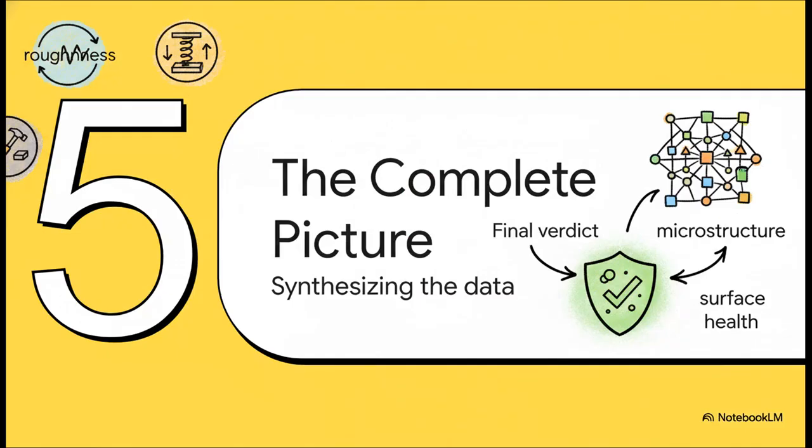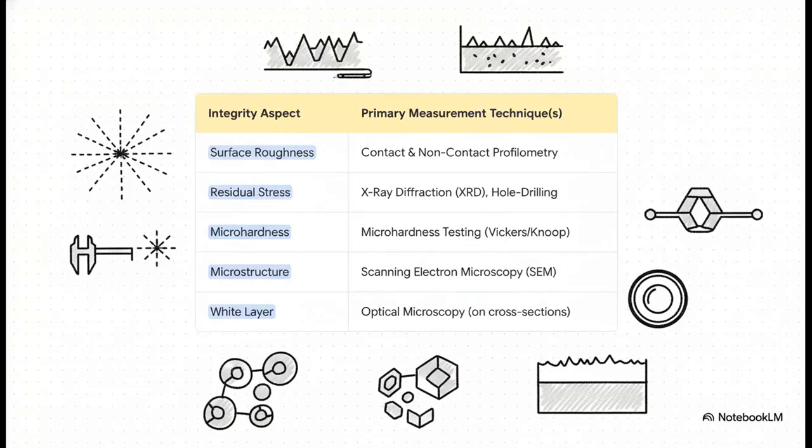So we've looked at roughness, stress, hardness, and the microstructure. Let's put all of these pieces together now and see how they give us that complete picture of a surface's health. This right here, this is the entire toolkit summarized. As you can see, for each piece of the surface integrity puzzle, there's a specific tool for the job. We use profilometry for roughness, XRD for stress, and we use microscopy to analyze that microstructure and find the white layer. It's a really systematic approach to get a full diagnosis.